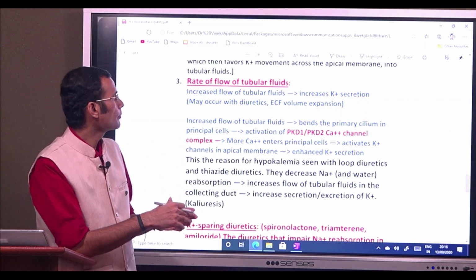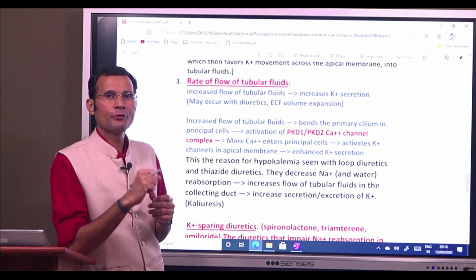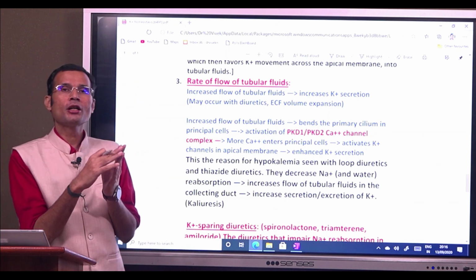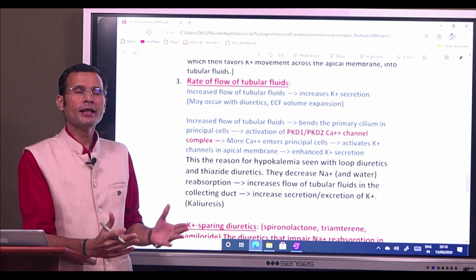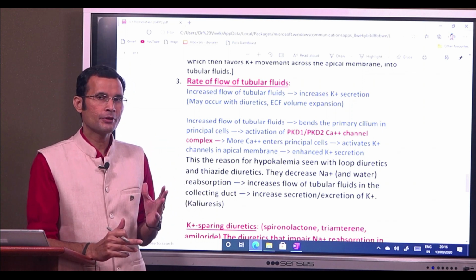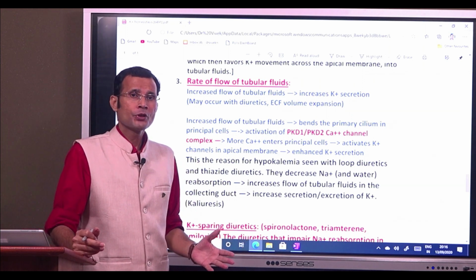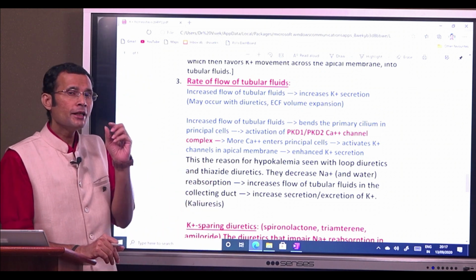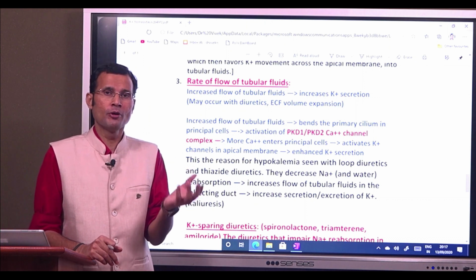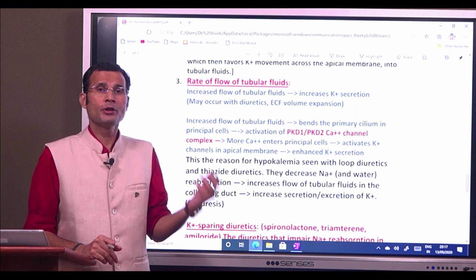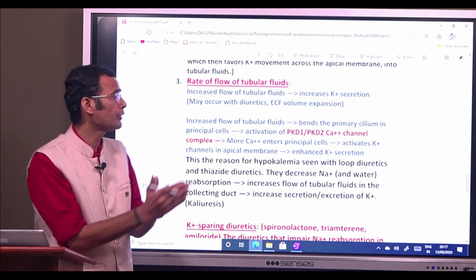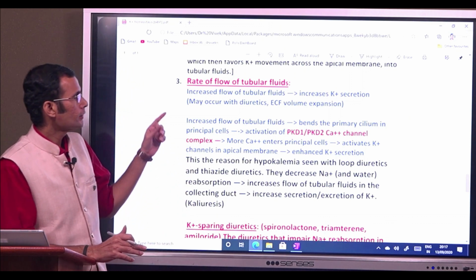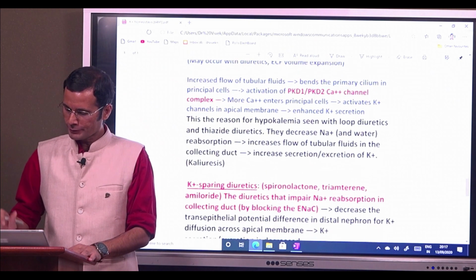So let's understand this. If there is increased flow of tubular fluids, first of all, when would that happen? For example, it may occur with diuretics. Diuretics are the drugs that increase urine output, increase water excretion. So they increase the flow of tubular fluids. The volume and rate of flow of tubular fluids have increased. Or suppose there is increased ECF volume. This also increases the rate of flow of tubular fluids.